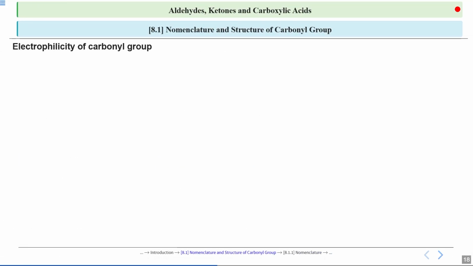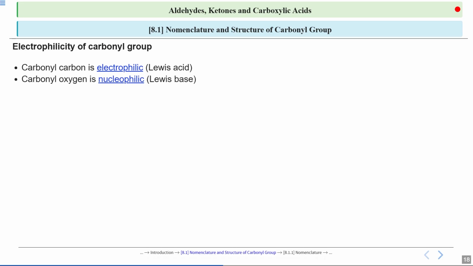Now we will talk about the electrophilicity of the carbonyl group. The carbonyl carbon is electrophilic. As I told you, there is a partial positive charge on the carbonyl carbon, meaning it acts like a magnet for electrons. This happens because oxygen, being more electronegative, pulls the electrons away from the carbon, which makes it positively charged and eager to bond with electron rich species.